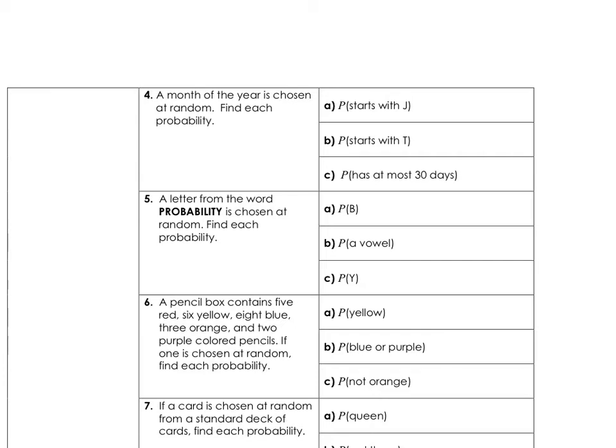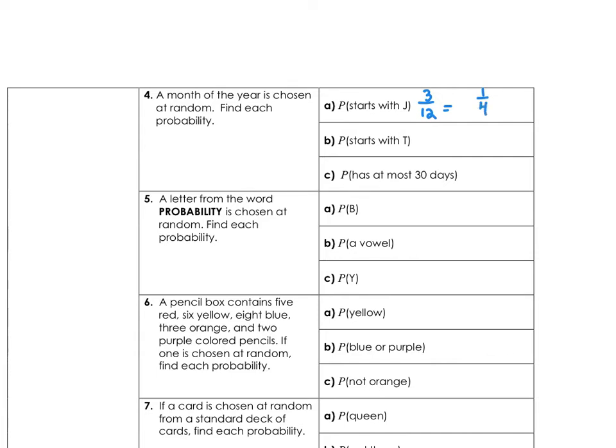So how many months start with the letter J? So January, February, March, April, May, June, July. So there's 3. And how many total months are there? 12, but we're going to simplify that to 1/4. That would be our final answer.